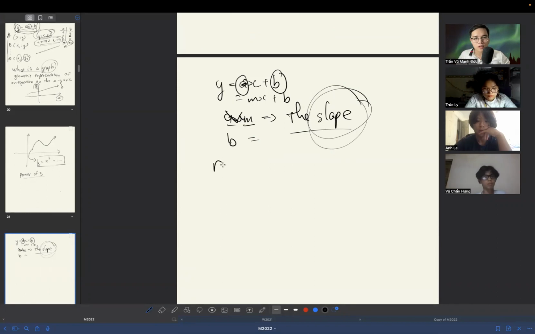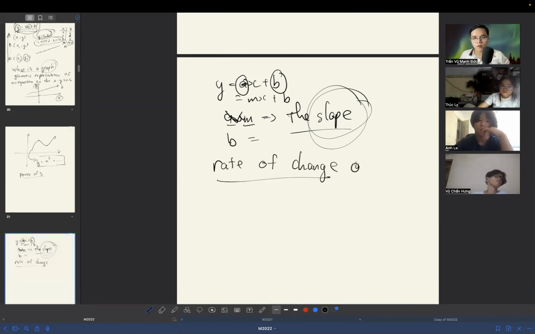This is slope. It's its rate of change. Rate of change of an equation. Exactly. What is a rate of change?